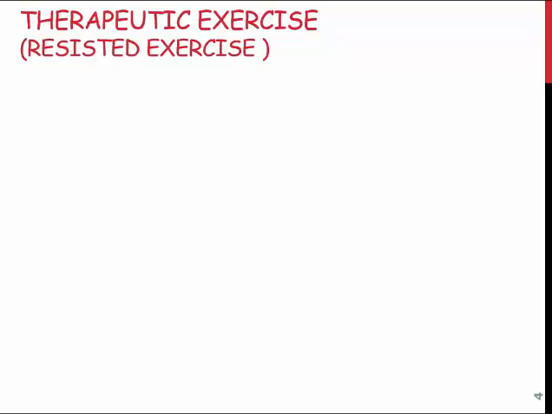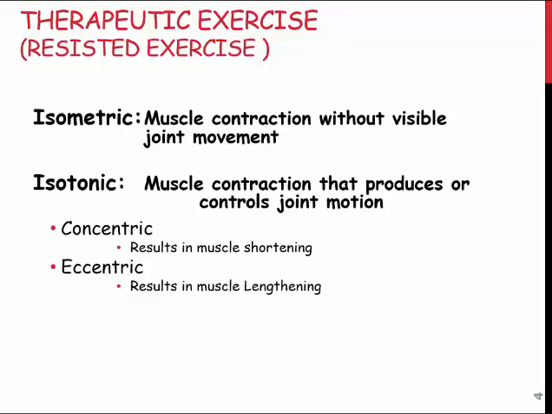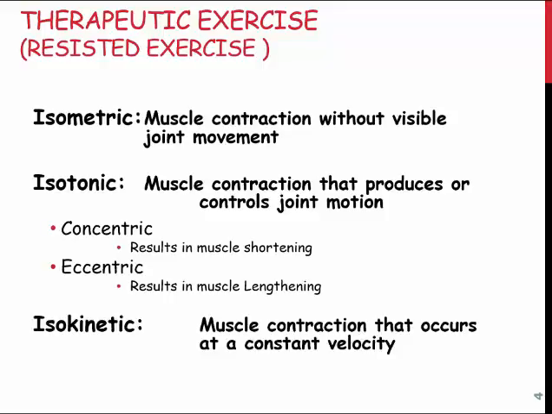Now let's look at another category of therapeutic exercise, resistive exercise. These include isometric, isotonic, and isokinetic exercise. Isometric exercise is defined as a muscle contraction without visible joint movement. An example would be contracting your quadricep muscle without moving your knee.